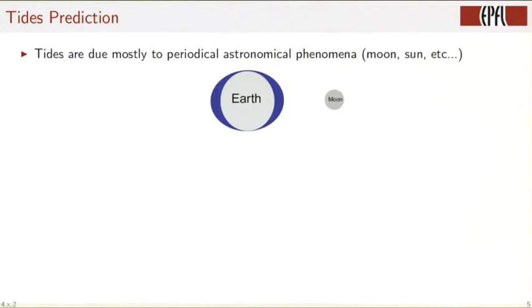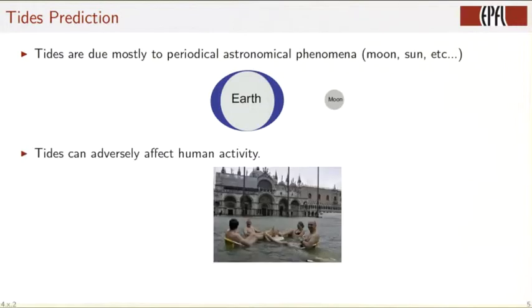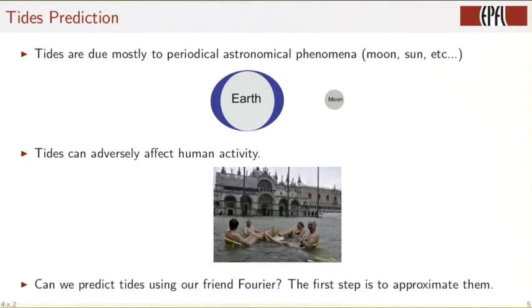Now, tides are of course important because they can lead to some trouble, and here in Venice is a case in point. Every now and then the tides plus other natural phenomena lead to floods in Venice, and this is either for the fun of the tourists or for the annoyance of the people that try to make a living there. So can we try to predict when there will be flooding in Venice? And the first step is, as we mentioned, to approximate the tides.